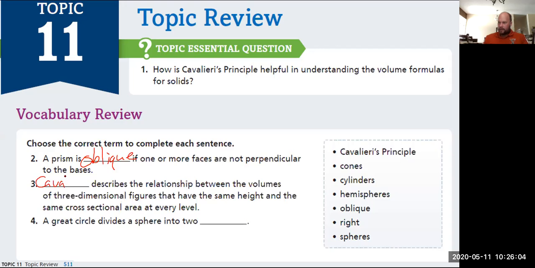Again, if the area is the same at every single level and the height's the same, then the figures must have the same volume. Okay, you can't really fit that all in that one space.